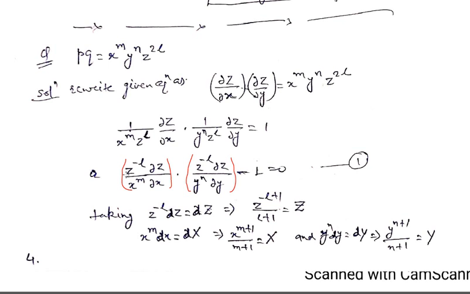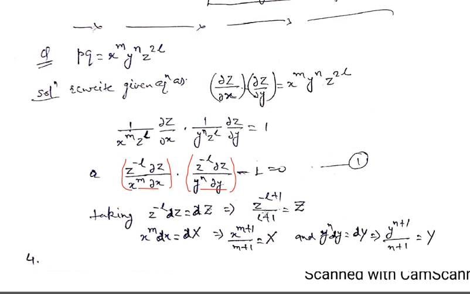So from here, to convert it into P and Q, let's take z raised to power minus l del z is equals to d of capital Z, x raised to power m del x as d of capital X. Similarly, y raised to power n dy is equals to d of capital Y.